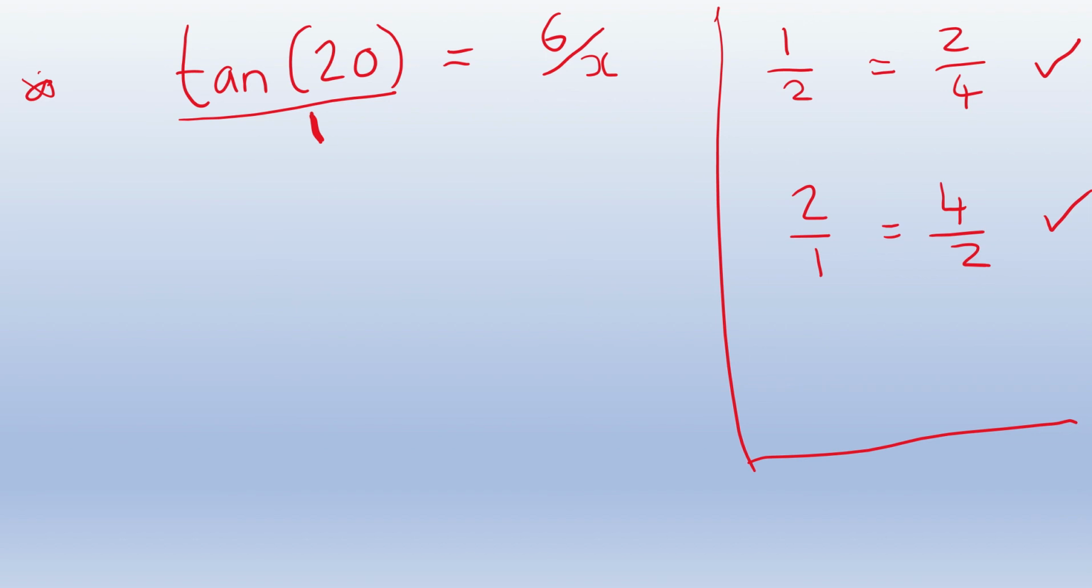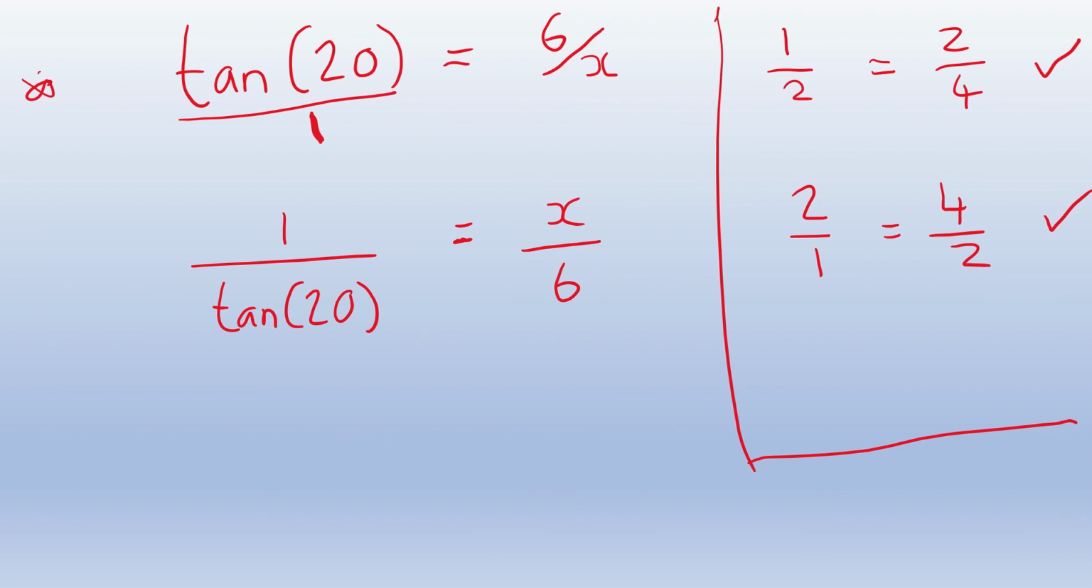Remember, I'm doing this to get x out from the bottom of this fraction over here. So I'm going to have 1 all over tan 20 is equal to x over 6. And now the line that I'm on is a whole lot nicer of a question to deal with. On the right hand side I've got x over 6, but I don't want x over 6, I just want x on its own.